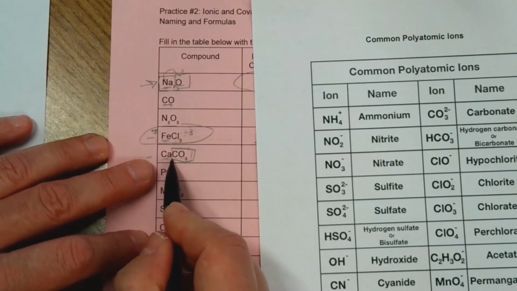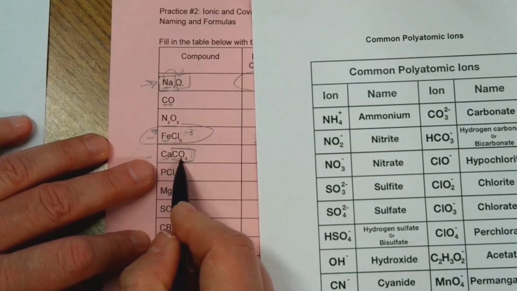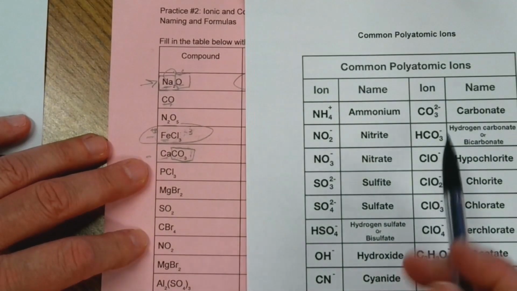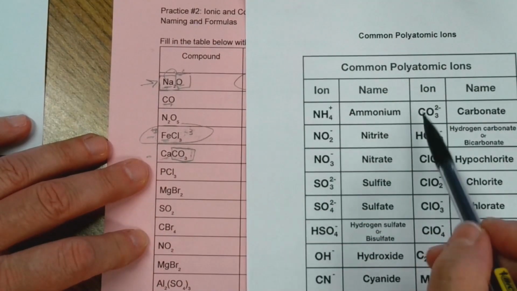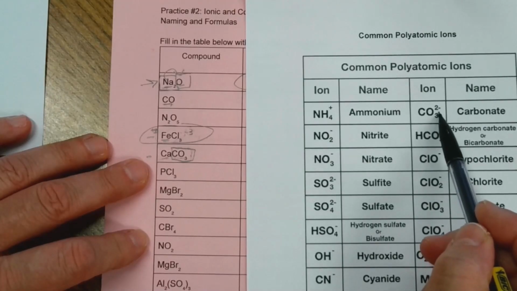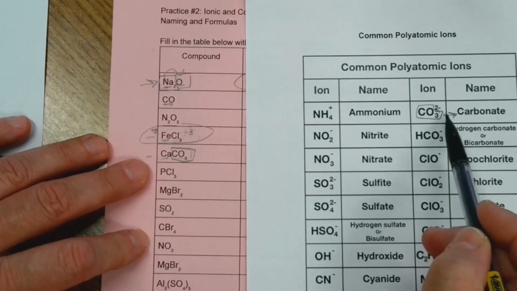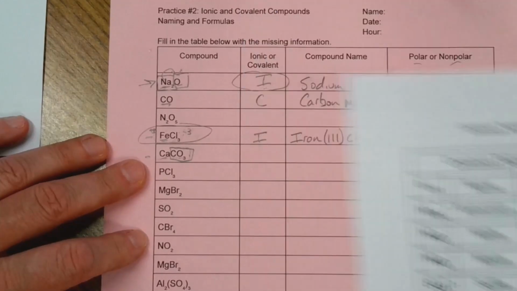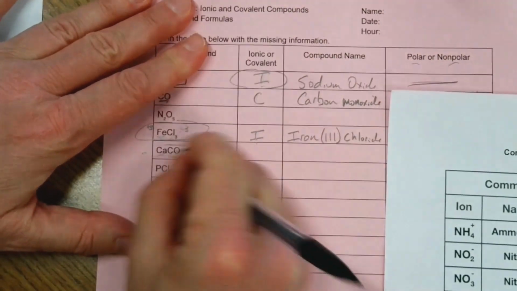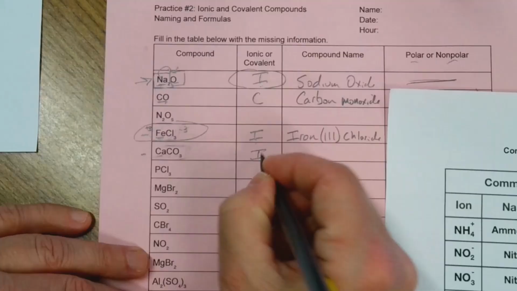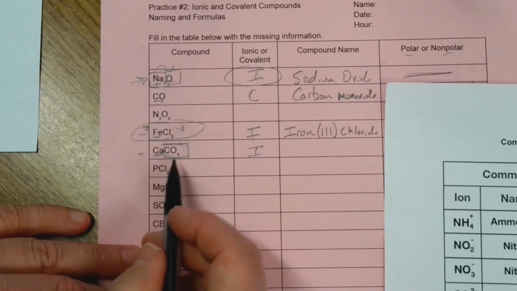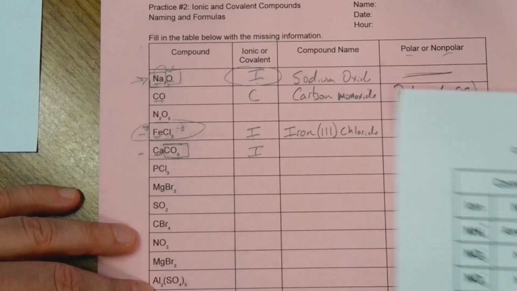So if I have a metal and then I have two nonmetals behind it, it's likely that I'm dealing with a polyatomic. I'm going to check my list to see if I can find it, and there it is right here. This CO3 is carbonate, and carbonate has an overall charge of 2 minus. Okay, so let's keep that in mind. So we know this is going to be an ionic compound because I'm dealing with a metal and a nonmetal, because this whole carbonate is a nonmetal compound.